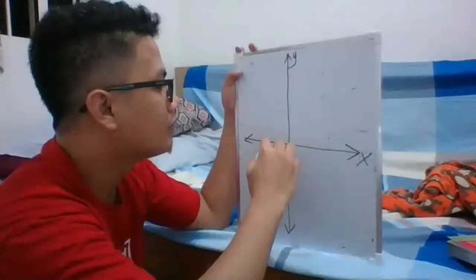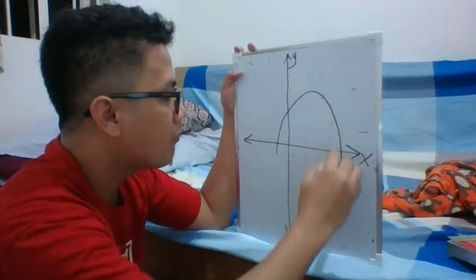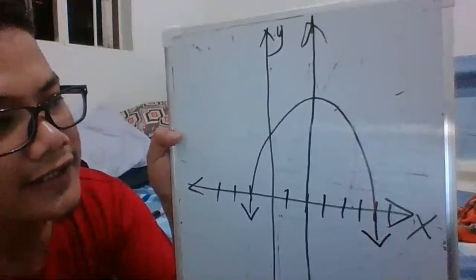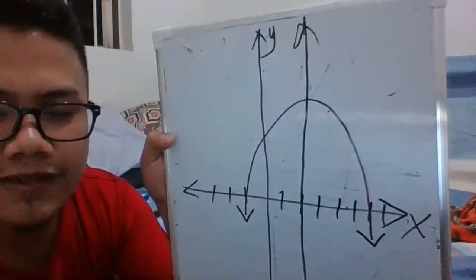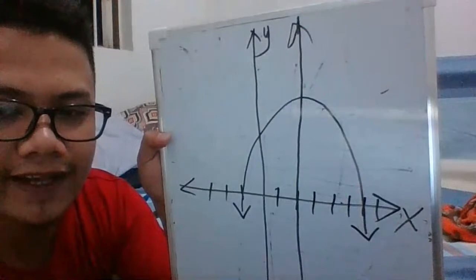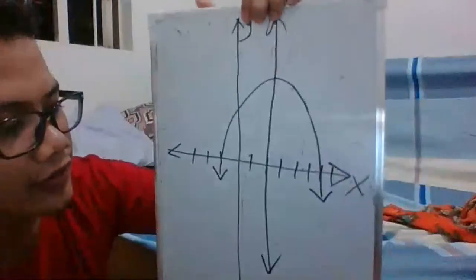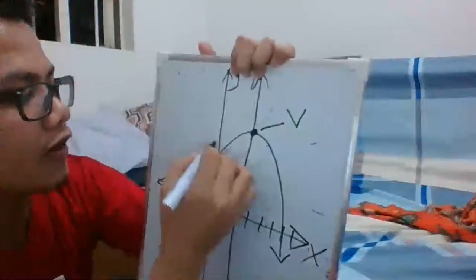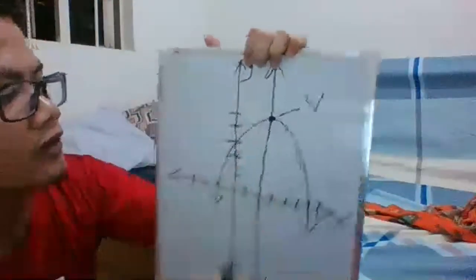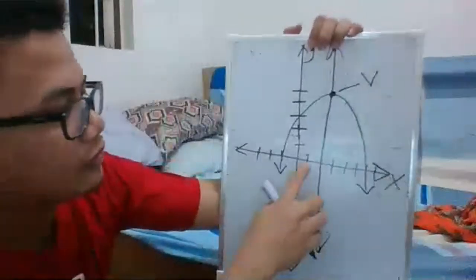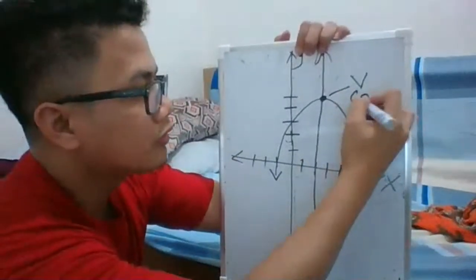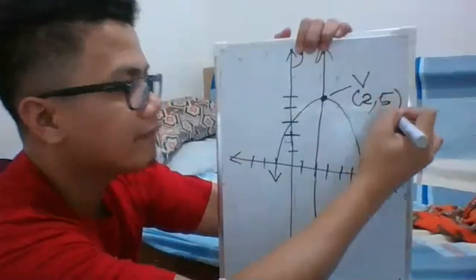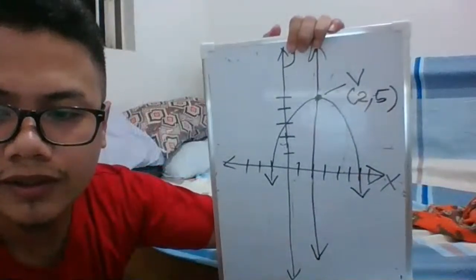Okay? Identify the vertex. So basically, si vertex, laging dinadaanin ni directrix yan. Okay? Ito yung directrix, kung saan sila nagkita. Okay? So we have 1, 2. Then 1, 2, 3, 4, 5. Okay?